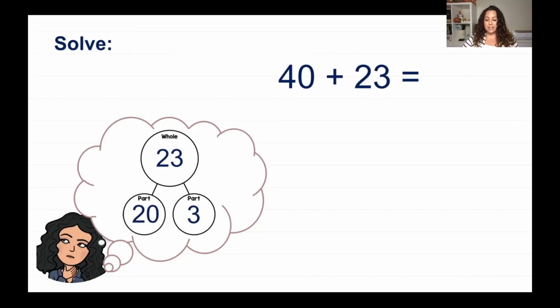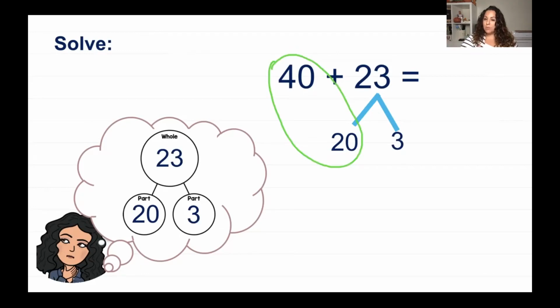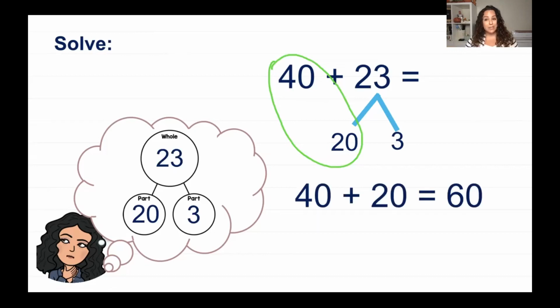So let's go ahead and show what that looks like right there. I have 20 and 3. So remember in Module 1, when we added like units? Well, I'm going to do that today. So let's look at my like units. Do you see how I have a 40 and a 20? Well, if I put those together, I have 40 plus 20 equals 60.